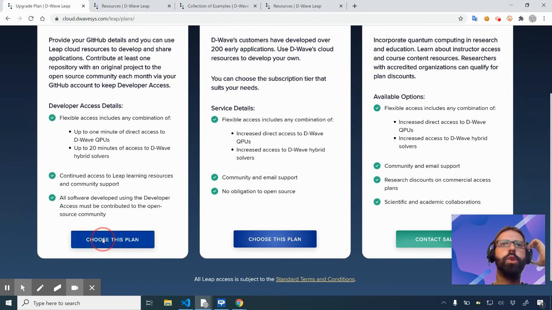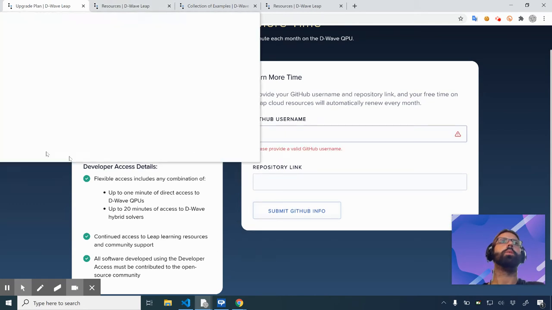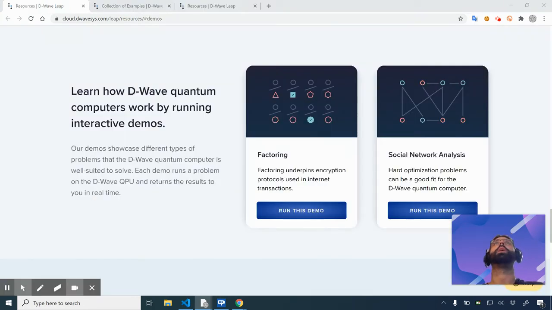So I'm going to go ahead and choose this plan. Submit GitHub info. Maybe I should do this on another screen just in case I don't want to leak any of my GitHub data in here. Oh, okay, so I actually have to do this like that. I'm going to put the username and repository link. So I should probably go and create a repo for this.